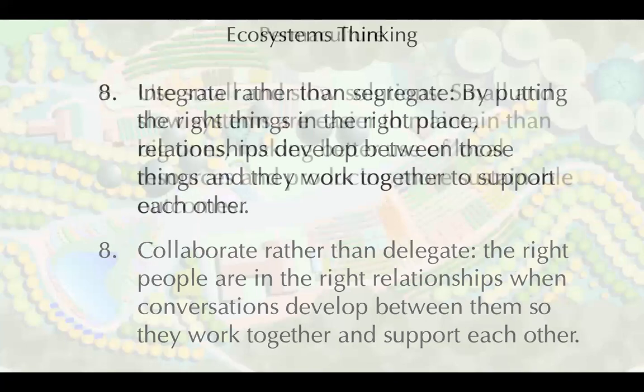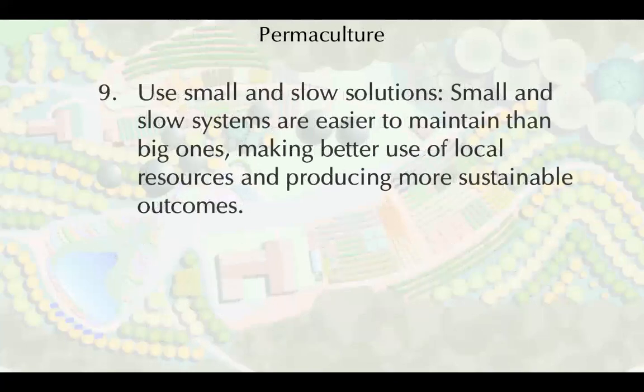All right. Permaculture Principle number 9. There are only 12 of these, so don't feel like we're going to spend forever listing things. Use small and slow solutions. Small and slow systems are easier to maintain than big ones, making better use of local resources and producing more sustainable outcomes. Wow, this is hard to sell.